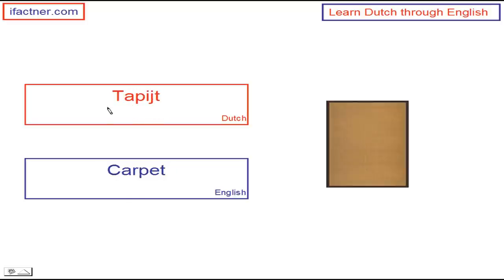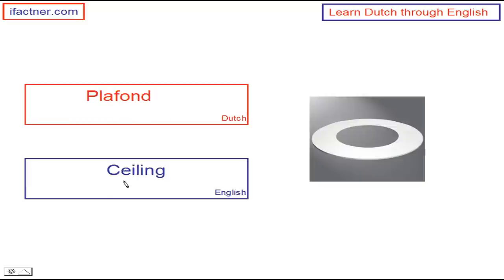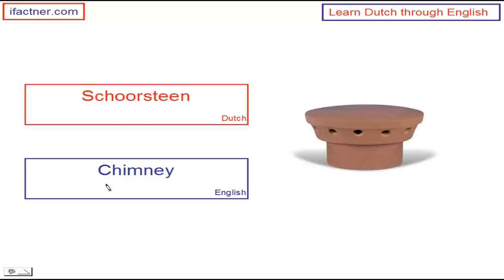Carpet is called tapait. The ei in Dutch is pronounced as y, tapait. T-A-P-E-A-T, tapait. Ceiling is plafond. P-L-A-F-O-N-D, plafond.